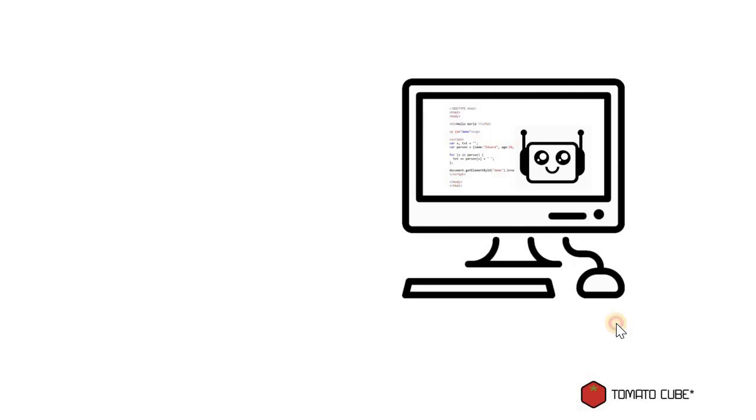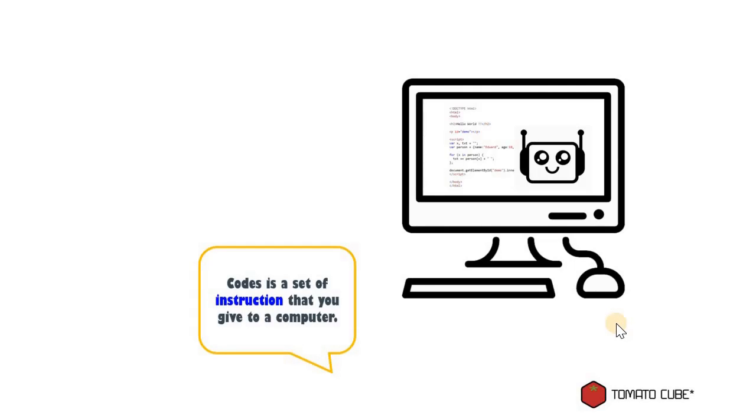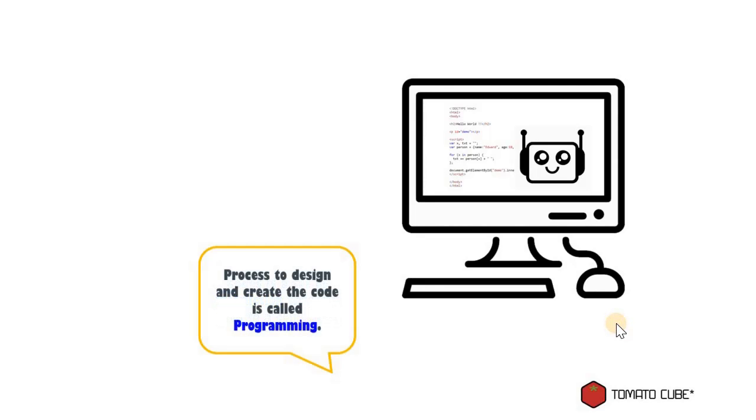In summary, code is a set of instructions that you give to a computer. And the process for you to design and create the code is called programming.